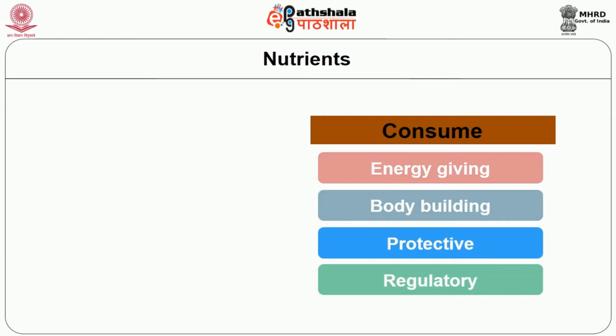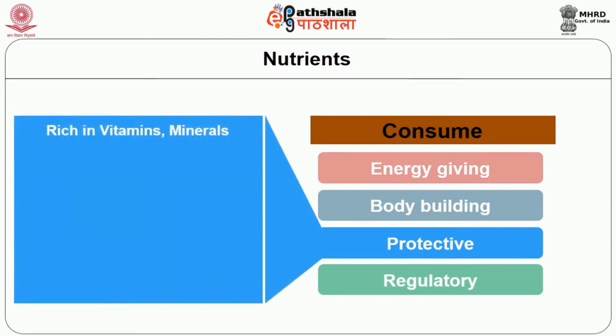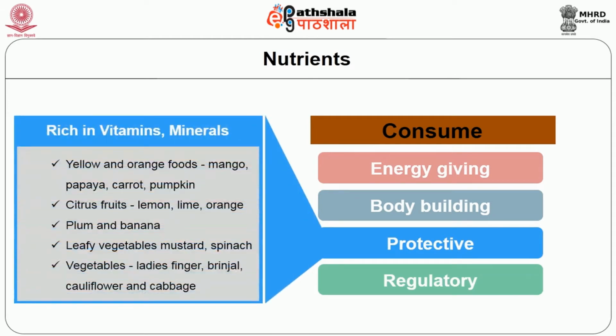The third food group is the nutrients that are categorized as the protective foods. The protective foods include all types of yellow and orange foods such as mango, papaya and also the citrus fruits, lemon, oranges and also the other foods such as plums, banana and other seasonal fruits which are available, and the other vegetables such as carrots, pumpkins, lady's finger, brinjal, cauliflower and cabbage.